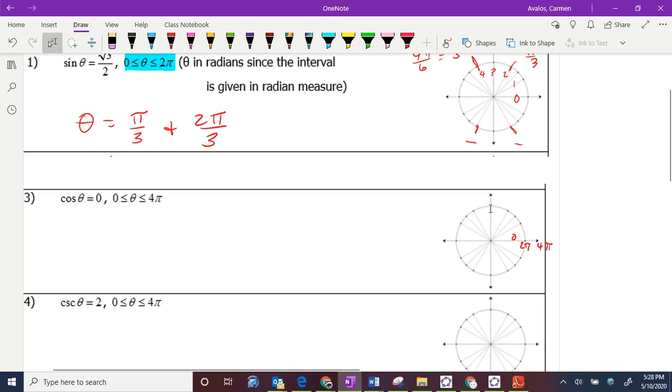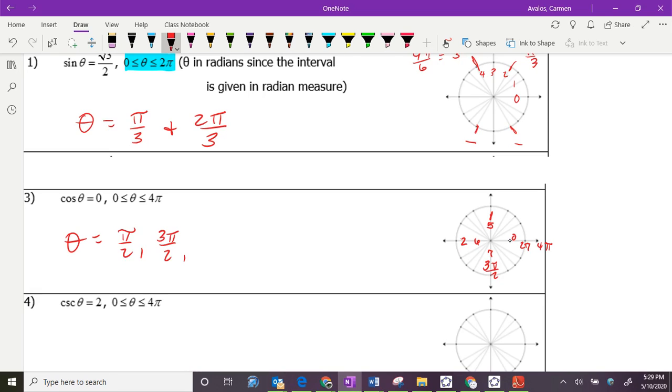So we know cosine at, and again, we have to do it in radians. Going around once, I could count it: 0, 1 pi over 2, 2, 3 pi over 2. So theta is going to be at pi over 2 and at 3 pi over 2. And then I don't stop at 2 pi, I have to go again. So this is going to be 3, 4, this is 5, 6, and 7. So that's going to be at 5 pi over 2 and at 7 pi over 2.